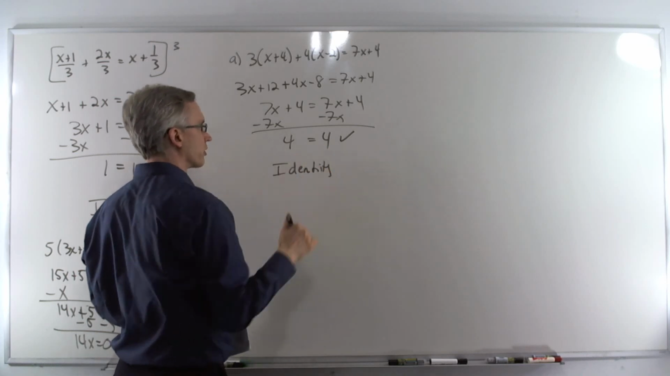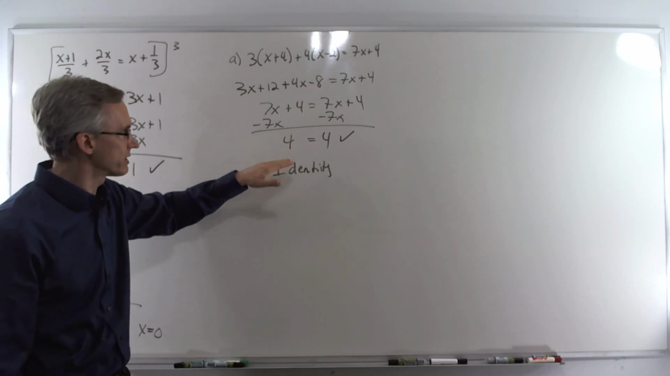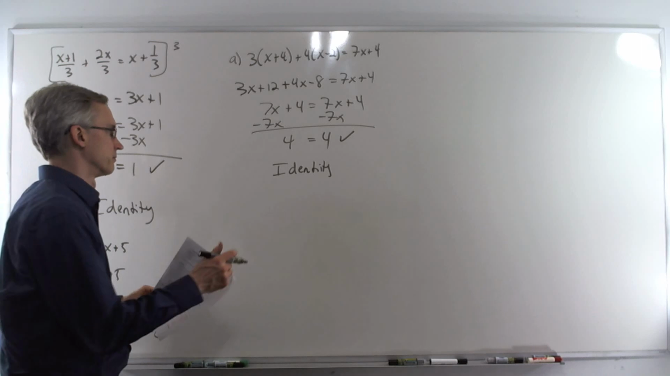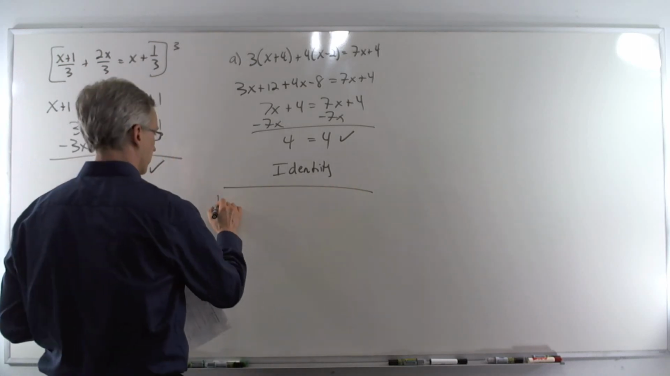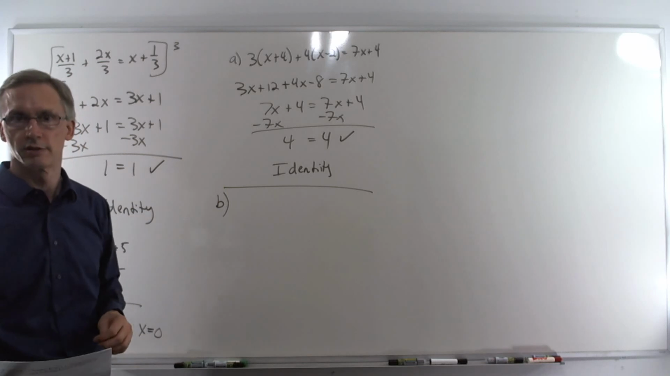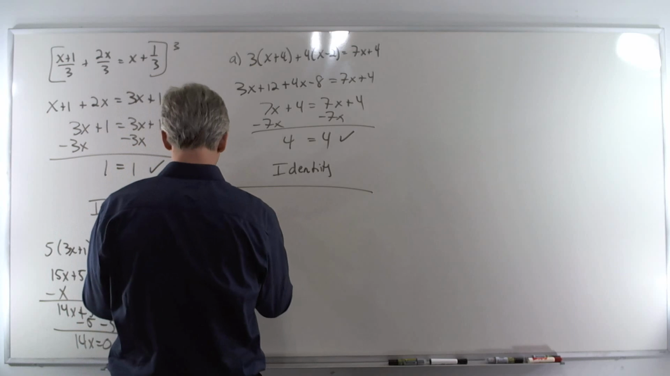And when you get one of these weird looking answers where the number equals a number, if the same number is on each side, that's the identity. If we get a different number on each side, that's the contradiction. All right, so you need to learn how to recognize what the different solutions represent. All right, next up, part B.